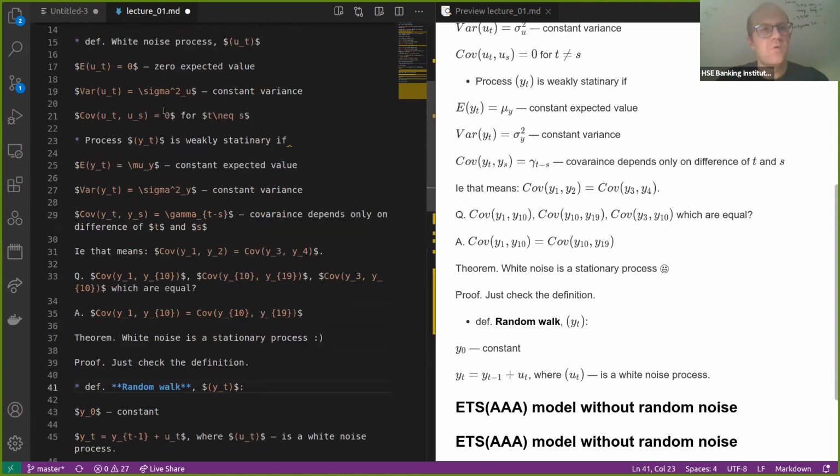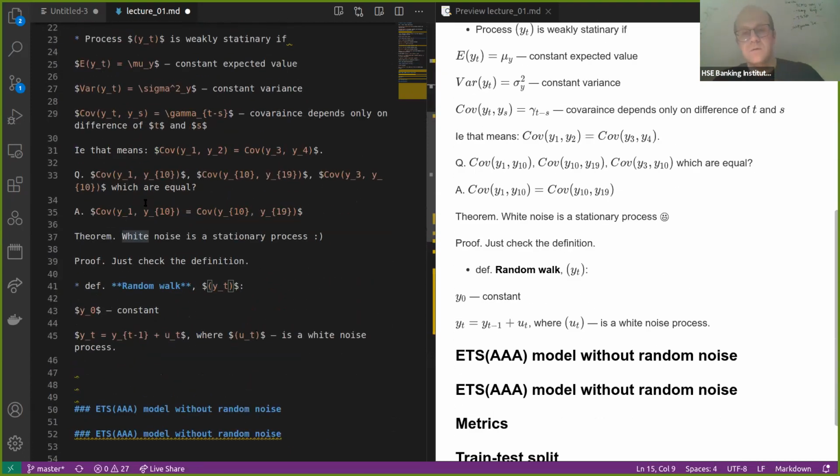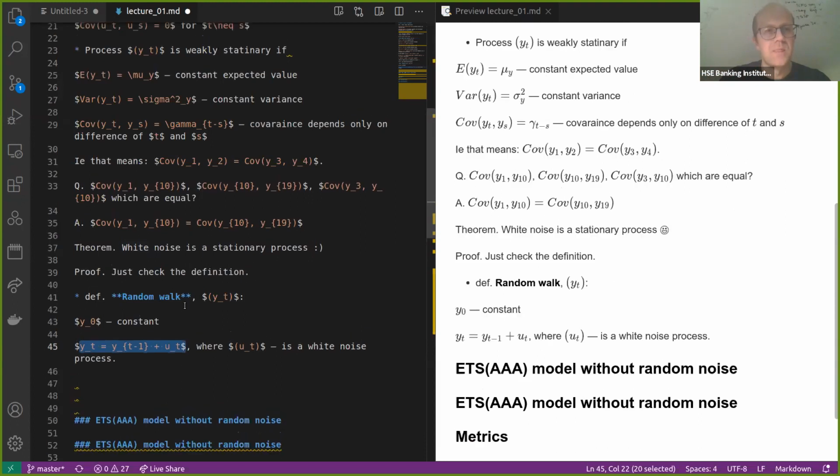In a random walk, we can have Yt correlated with Yt minus 1. We even have an explicit formula: Yt equals Yt minus 1 plus some noise, some error, and this error is a white noise process.